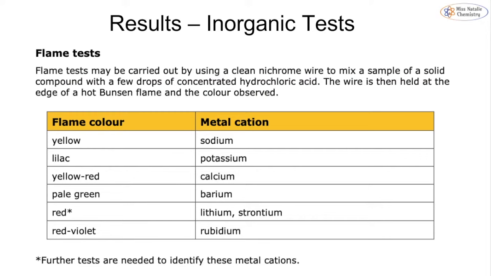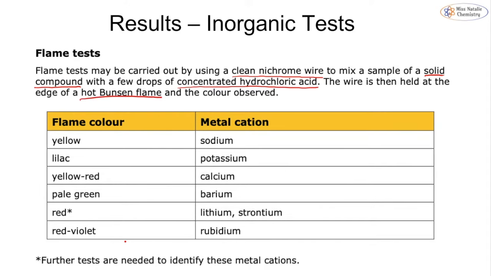Our flame test, well, we know how to carry this out. With regards to Unit 6 paper, it wouldn't be asking about the transitions and about what happens in a flame test. It's how do you physically carry it out. So we know that we need our clean nichrome or platinum wire, mixing in with our solid compound and a few drops of our concentrated hydrochloric acid, and then we're using our roaring Bunsen flame and identifying the colour.